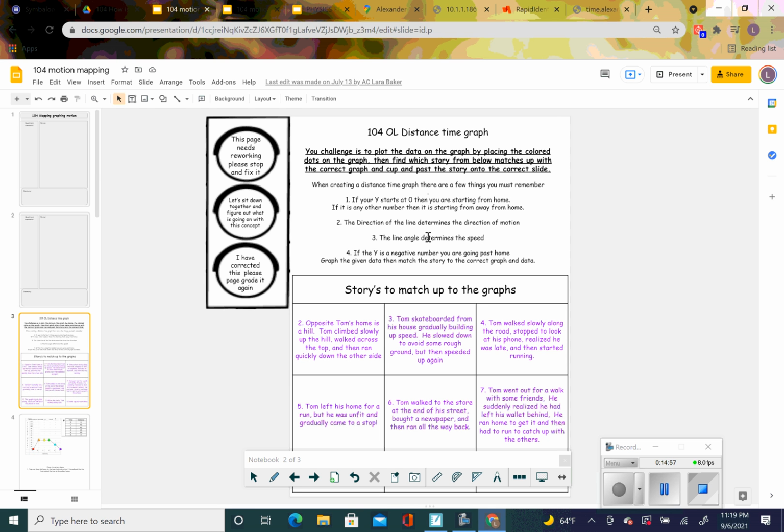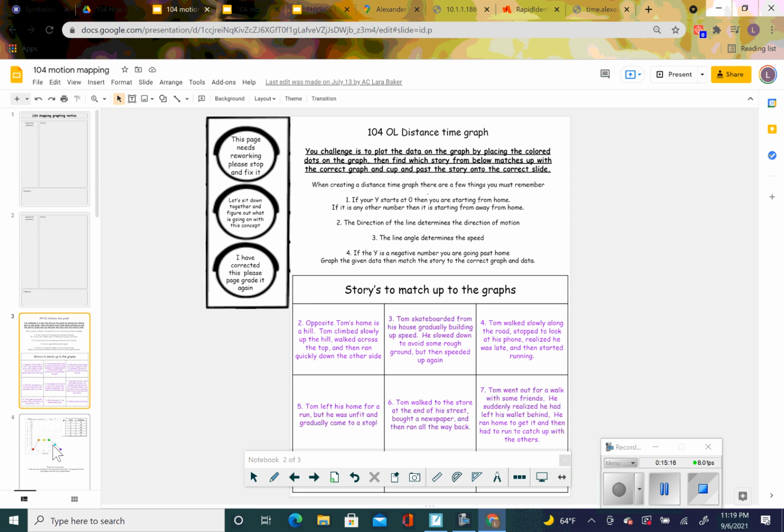The angle of the line determines the speed. If the angle is sharp, it's moving fast. If it's shallow, it's moving slow. If it's flat, it's stopped. If the y is a negative number, you are going past home.